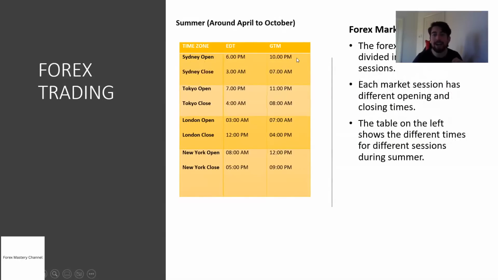So the Forex market is divided into four trading sessions: Sydney, Tokyo, London, and New York. However, most traders will clump these two together. Sydney and Tokyo are usually just called the Asian session. And then you will have the London session and the New York session.